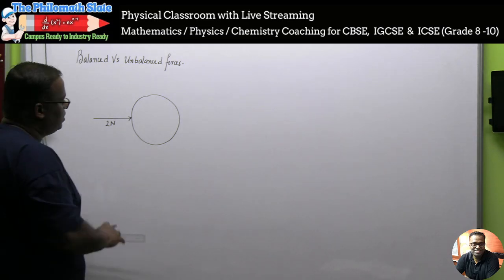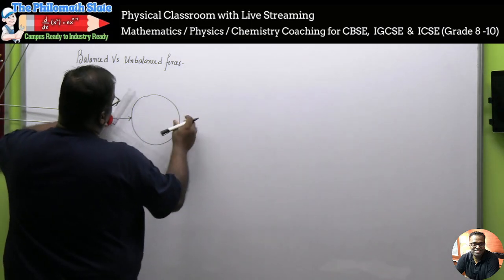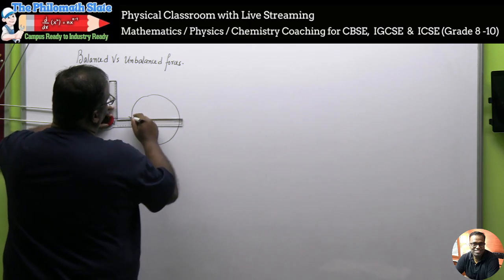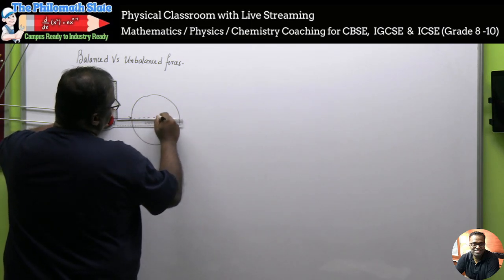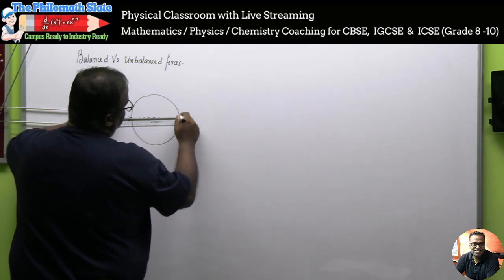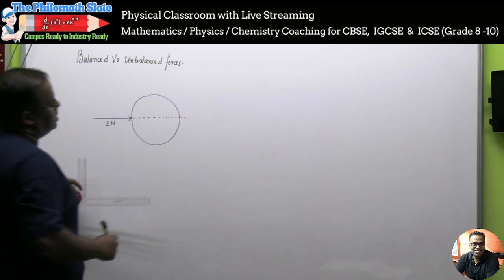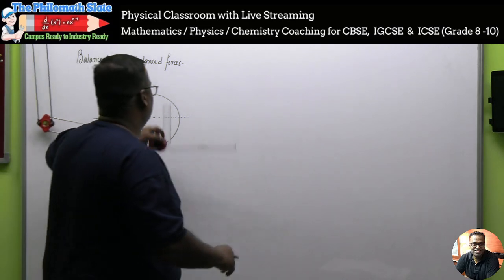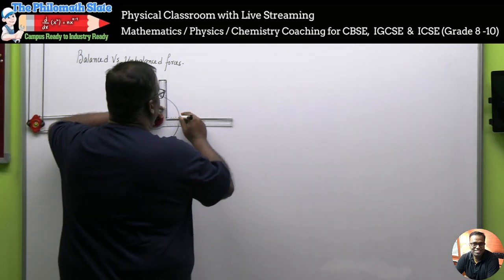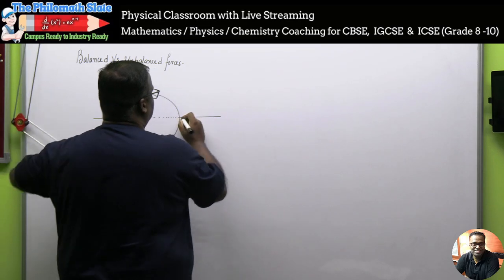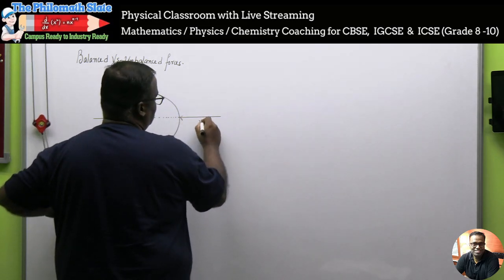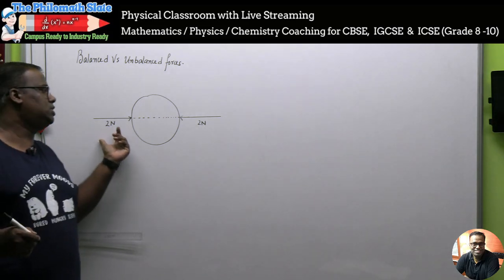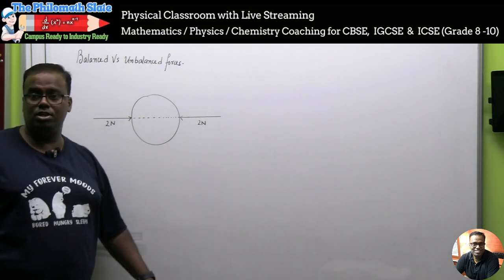Now, whenever you see a system with a force acting on it, the first thing you should try to understand is the line of action of this force. The line of action of this force is along this line. This is the line of action of the force, correct? Now, if you have another force acting from the opposite side, say this force is another 2 Newton. Now, forces are vector quantities. Vectors need to be specified by their magnitude as well as their direction.